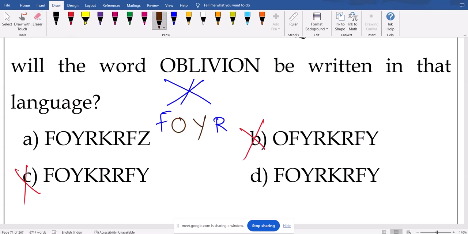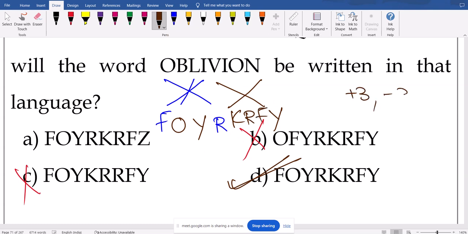F, 4, Y are already here available. Next, similarly, if you apply N plus 3 minus 3, means N minus 3, K required, it's already there. Last letter V plus 3, 22 plus 3, 25, Y. So option D is perfectly suitable. Option D. Logic is simple: plus 3 minus 3, and that too swapping should happen. In exam, please think about this type of logic, not easy to crack.